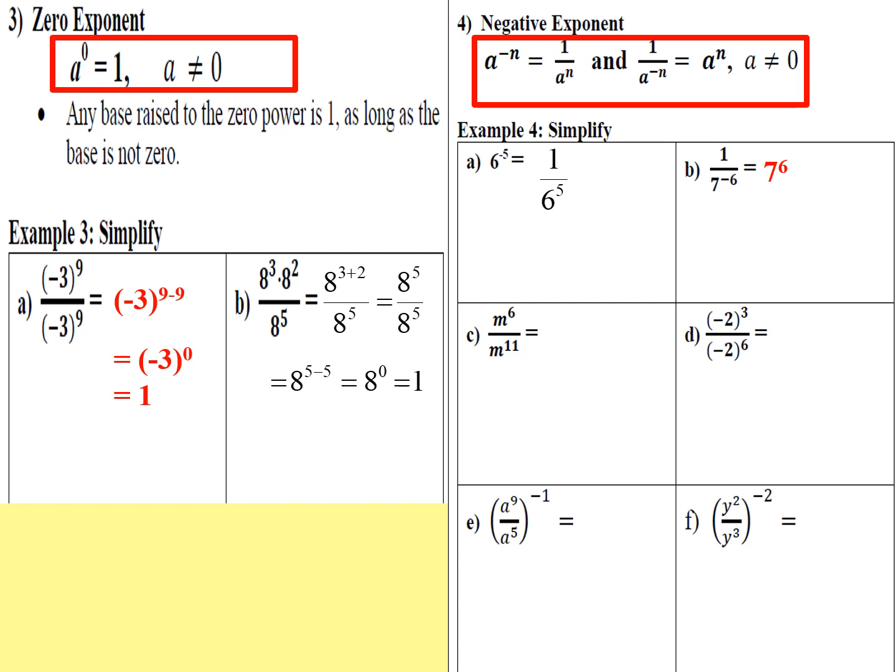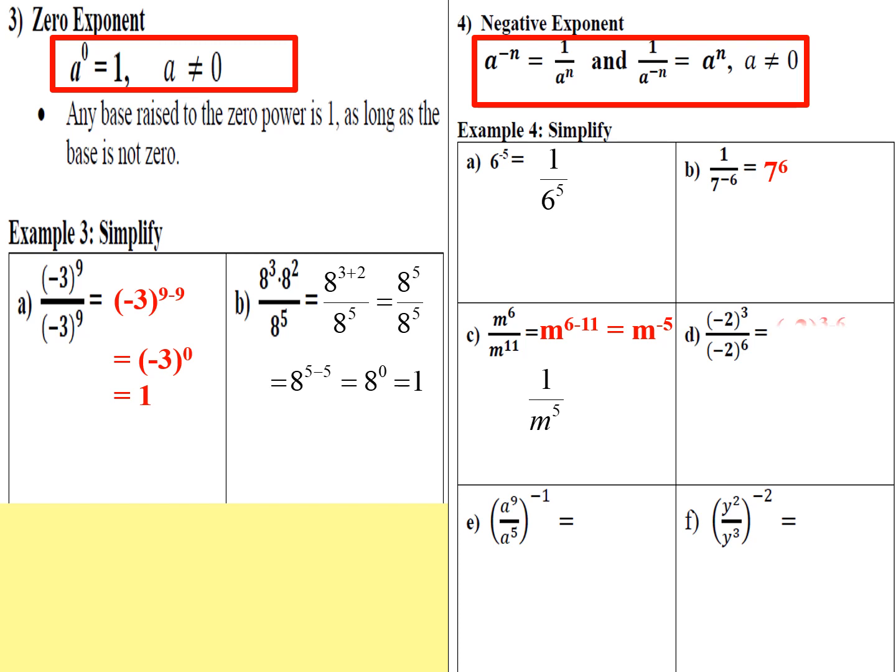Letter C. m to the 6 divided by m to the 11. Using the property of division of fractions and exponents, this can be written as m to the 6 minus 11 equals m to the minus 5. And writing this having a positive power is 1 over m to the 5.